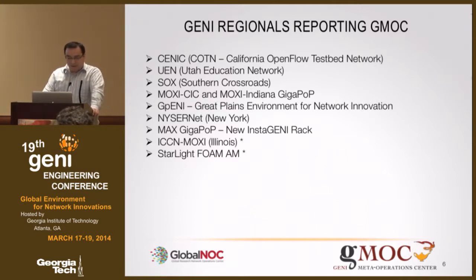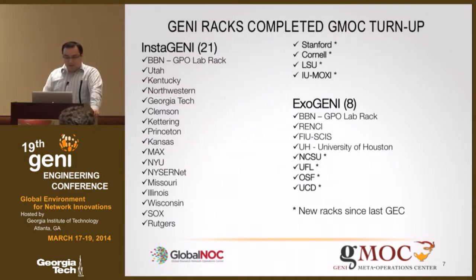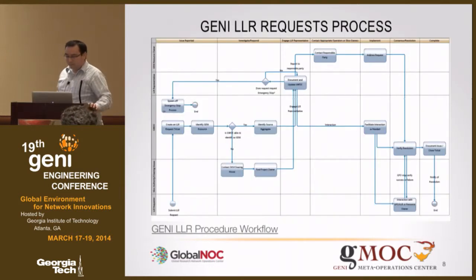We're continuing to bring up the regionals that are coming up. We are currently supporting 9 regionals and growing, with some new ones reporting to GMOC. The relational data covers 21 GENI racks and 8 ExoGENI racks. There are several that are not on this list but are in the works. These are all that have been accepted by GMOC and are sending relational data to the DB.